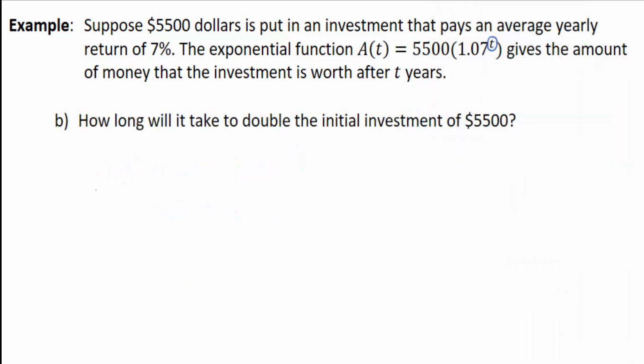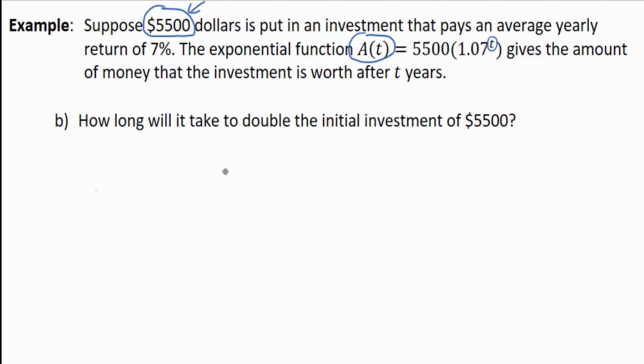Part B, how long will it take to double the initial investment of $5,500? Okay, so we've got this formula, A(t) = 5,500 times 1.07^t. Somebody invested $5,500 initially. How long will it take for that amount to double? Oh, so that's an amount value. That's an A(t) value versus a t value. It's an output versus an input.